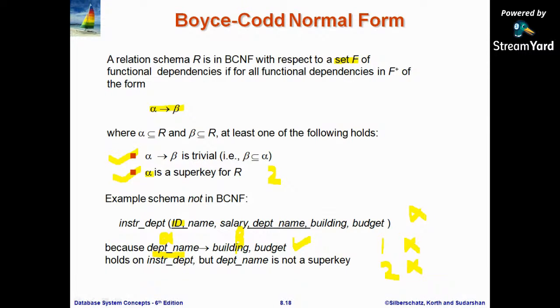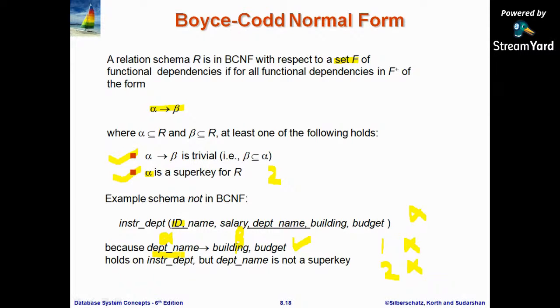So you will be asked in the GATE examination like this. You have to check whether the relation is in BCNF or not, and you will be given the relation and the applied functional dependencies. How will you check? For all alpha tends to beta, either it should be a trivial functional dependency, which in our case it is not, or alpha is a super key of R. In our case, department name is not a super key. So this relation is not in BCNF.